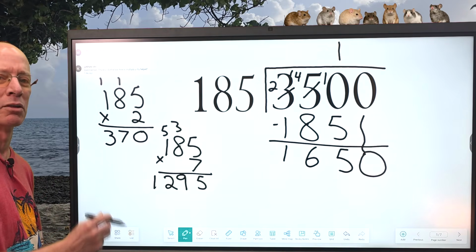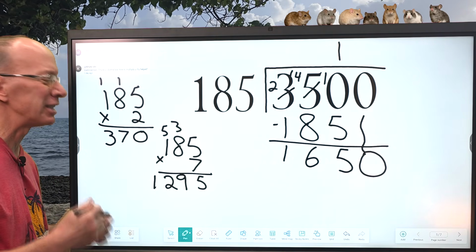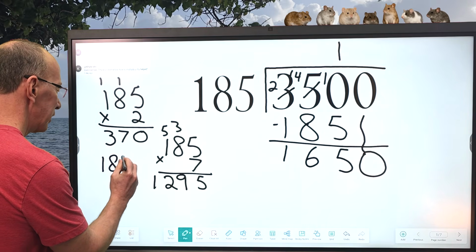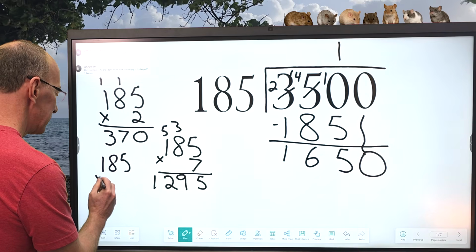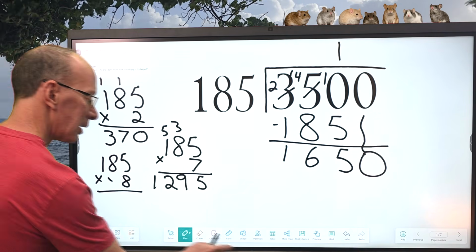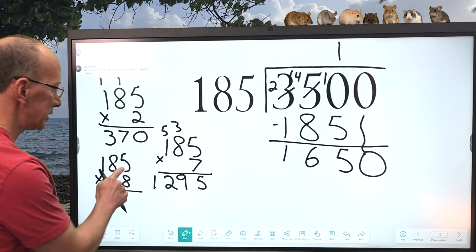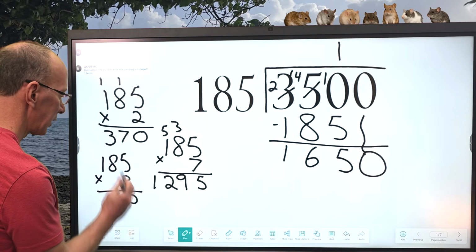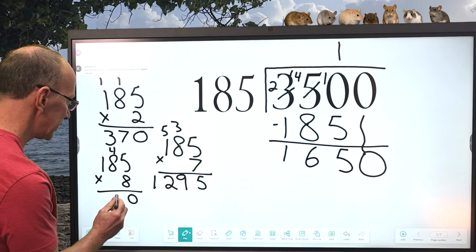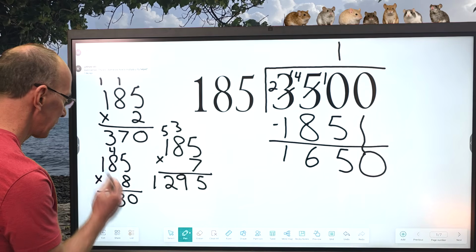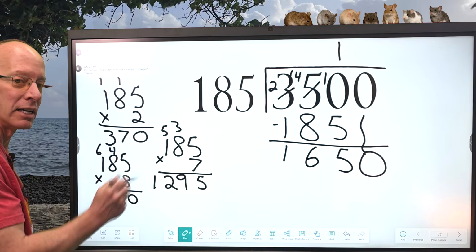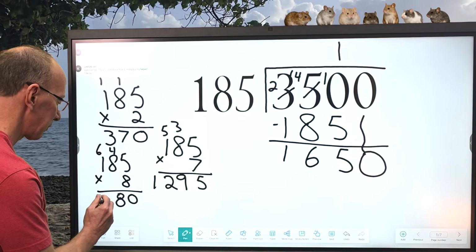All right, it's like a puzzle. Make this a game. Make this kind of just fun. You have to have fun with mathematics. All right, so I have 185 times 8. Whoop. And now 5 times 8 is 40. Carry the 4 up here. 8 times 8, 64, plus the 4, 68. Carry the 6. Then 8 times 1 is 8, plus the 6, 8, 9, 10, 11, 12, 13, 14.